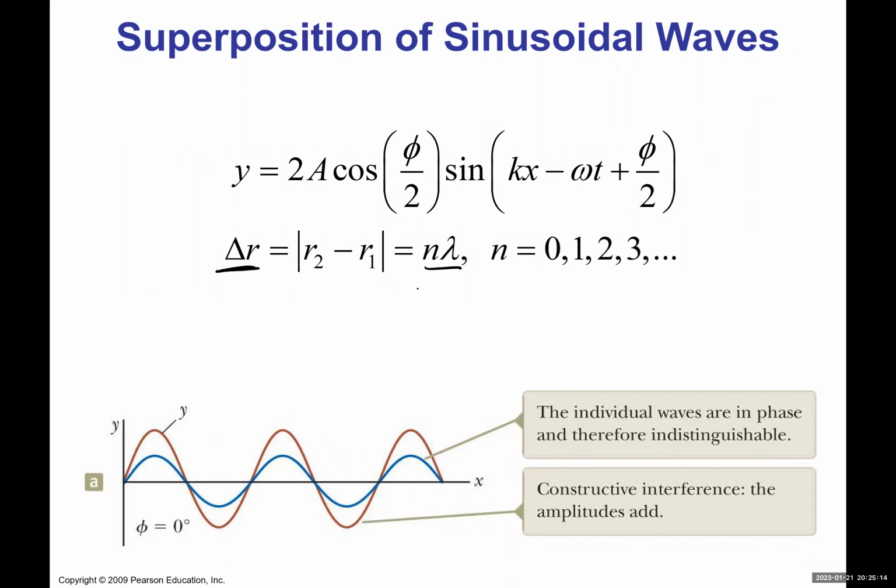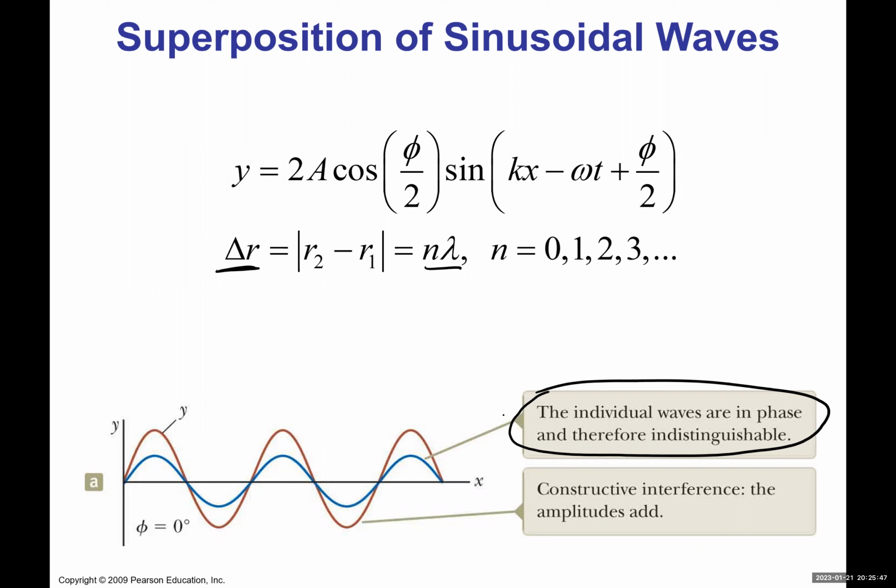Now we can get some special cases, right? Special case, because one of the things we can see here is, as I mentioned, depending on the path length difference, you can have those two waves being in phase or out of phase. So one of the things we can see here is, for example, here the individual waves are in phase and therefore indistinguishable. Constructive interference, the amplitudes add.